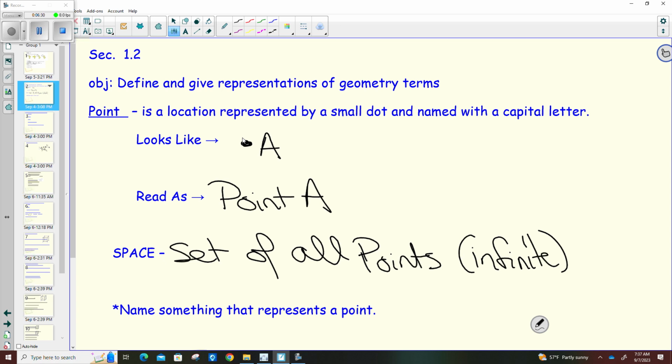All right, give me something that could represent a point. A location in space. Anything. In this room, out of this room. Come on, use your imagination. Turn and talk to somebody near you. See if you can think of something that would represent a point.